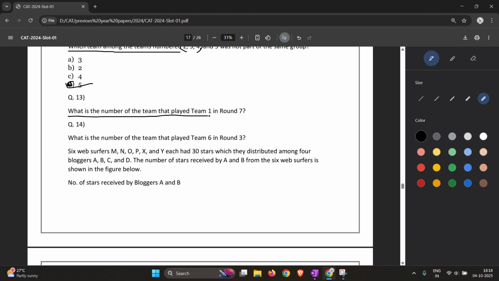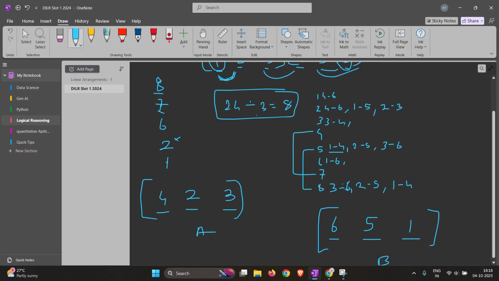What is the number of the team that played team 1 in round 7? So in round 7, which team played team 1? Now it is a bit of a trick question since we do not know this data directly, but using the data that we have right now, we can deduce some of the things over here. Now that we know that 1 has already played 4 twice, it is not team 4. It is either team 2 or team 3 because the matchups in 4 and 7 are identical. So there has to be two matches with that team. So it's either this or this.